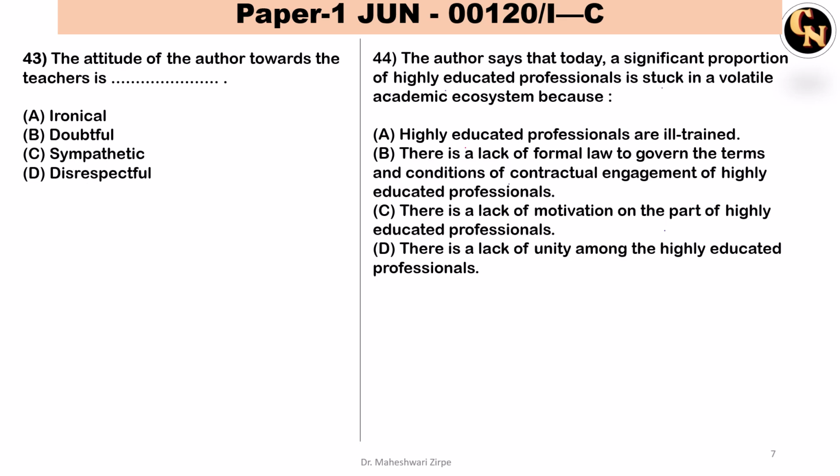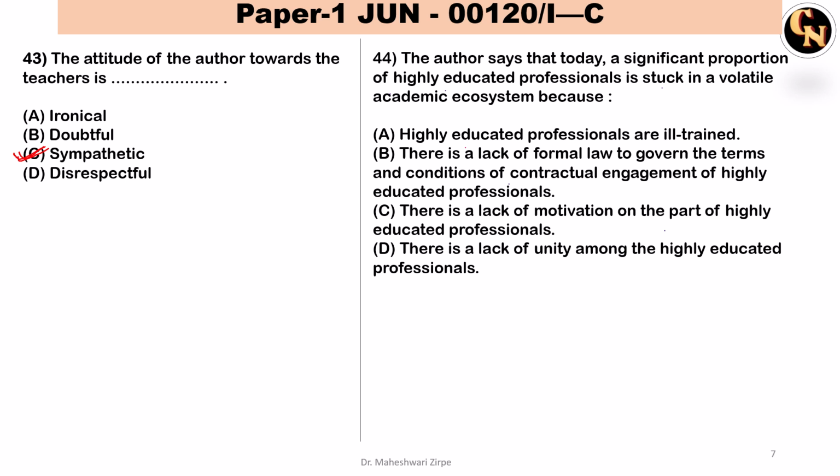Next is 43. The attitude of the author towards the teacher is dash. So if you see, the correct option is that the attitude of the author is sympathetic. So the answer is option C, that the author is having sympathy towards the teachers.